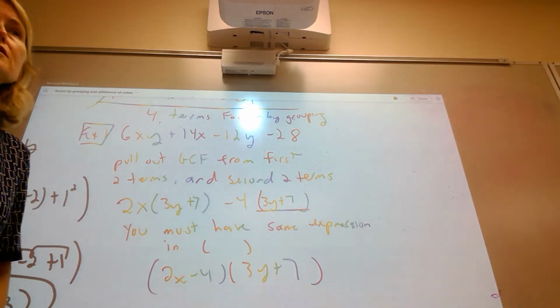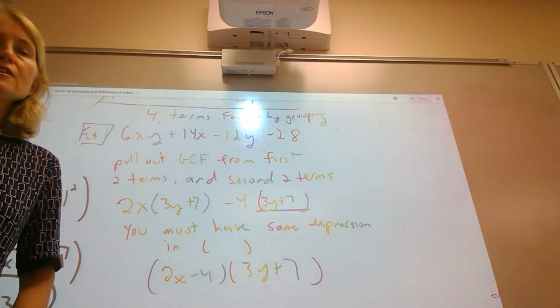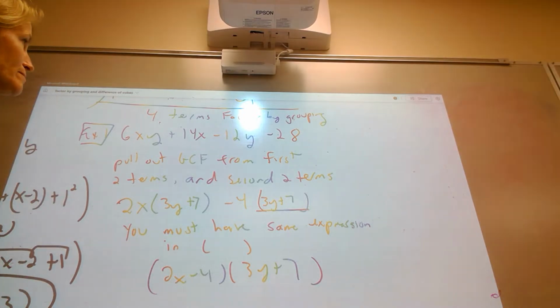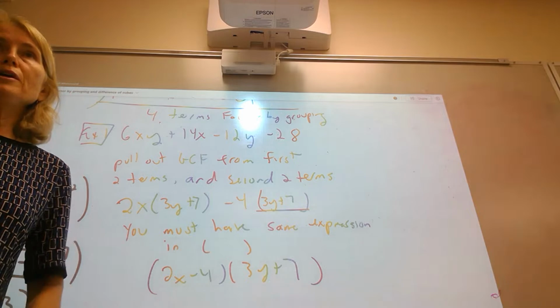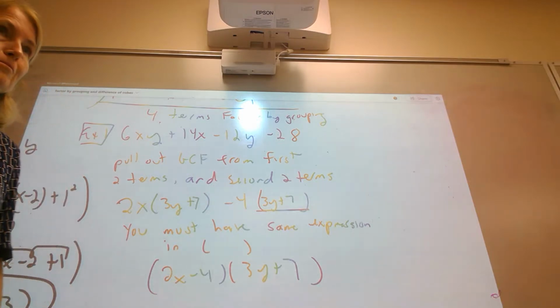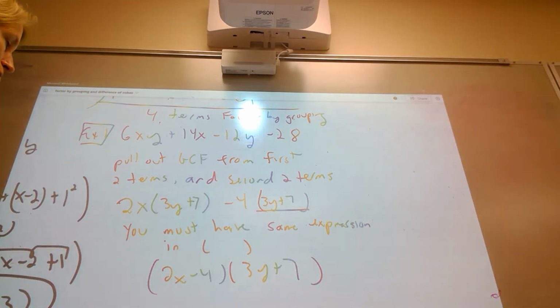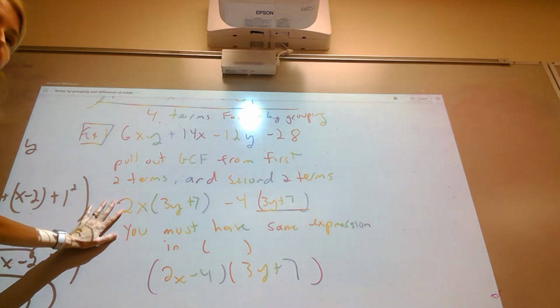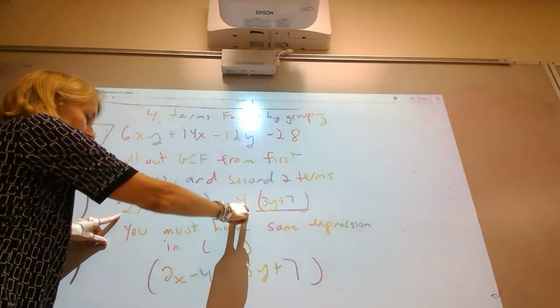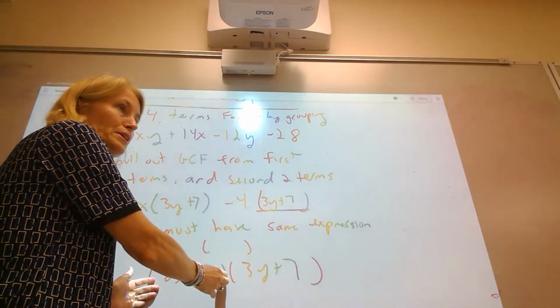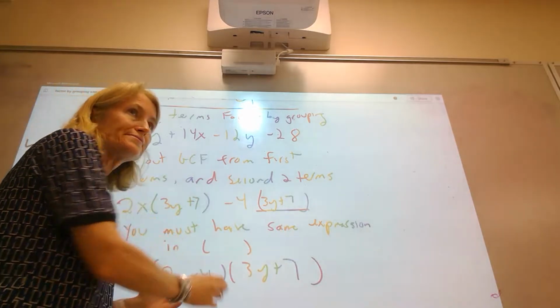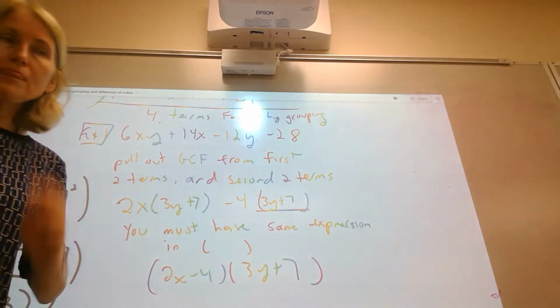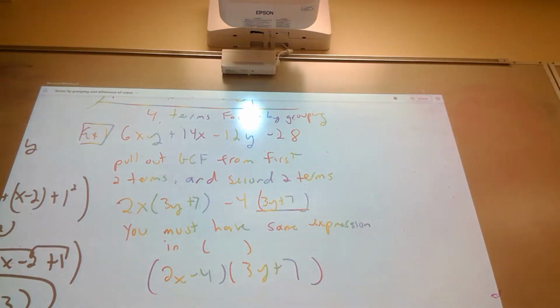Now, some of you who learned the AC method for factoring a trinomial, you would have done some factoring by grouping. Okay, so whatever you have left here and here, that goes in the other parentheses. It doesn't matter which order. Are there any questions so far?